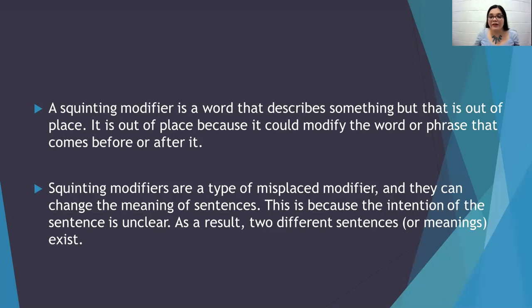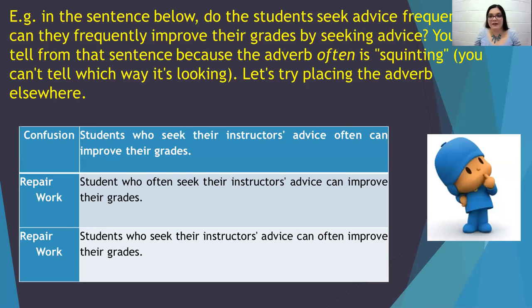A squinting modifier is a word that describes something that is out of place. It is out of place because it could modify the word or phrase that comes before or after it. Squinting modifiers are a type of misplaced modifier, and they can change the meaning of sentences. This is because the intention of the sentence is unclear. A result would be that two different sentences will exist, and then the reader would not be sure about one thing being said or another one. See the examples here.